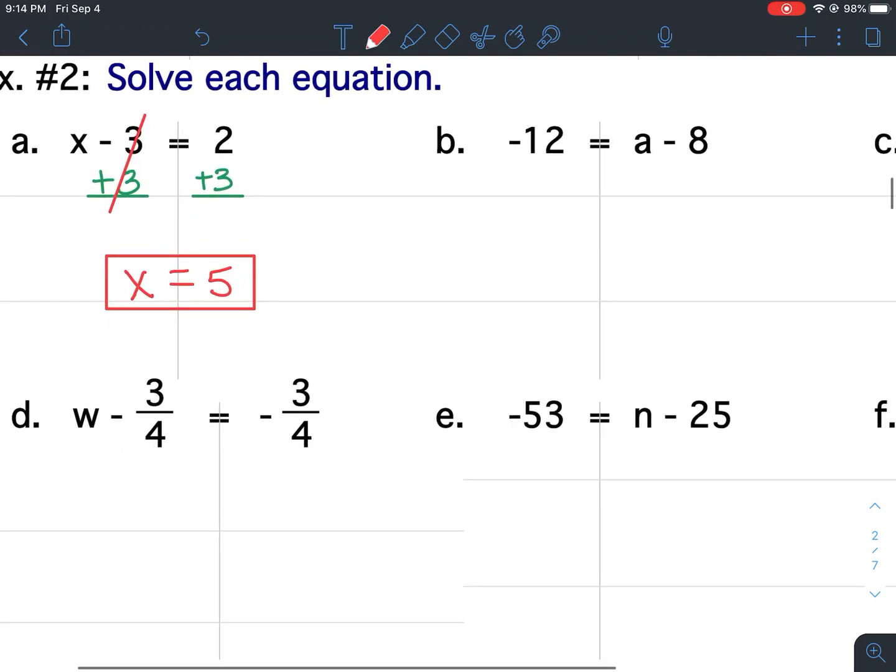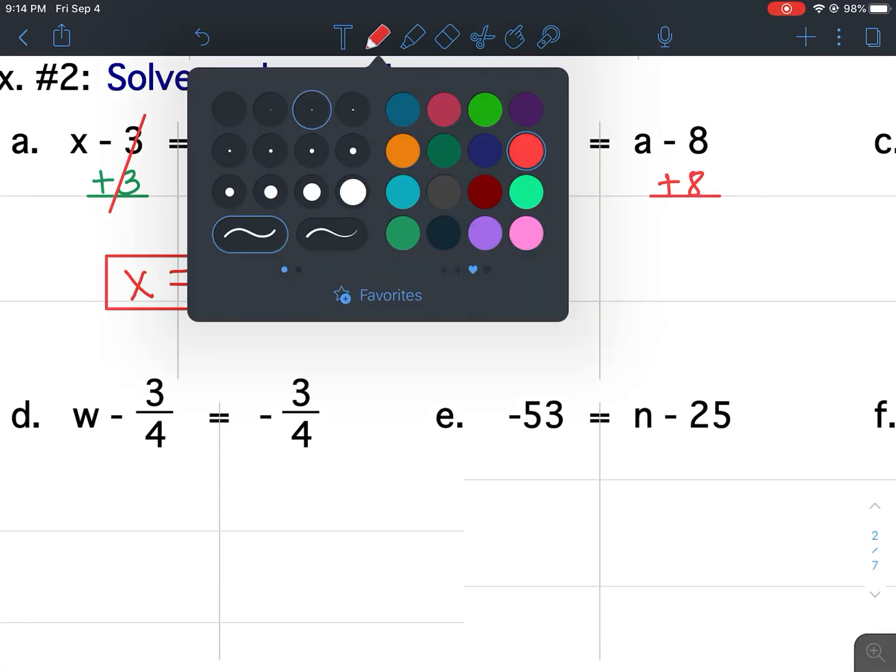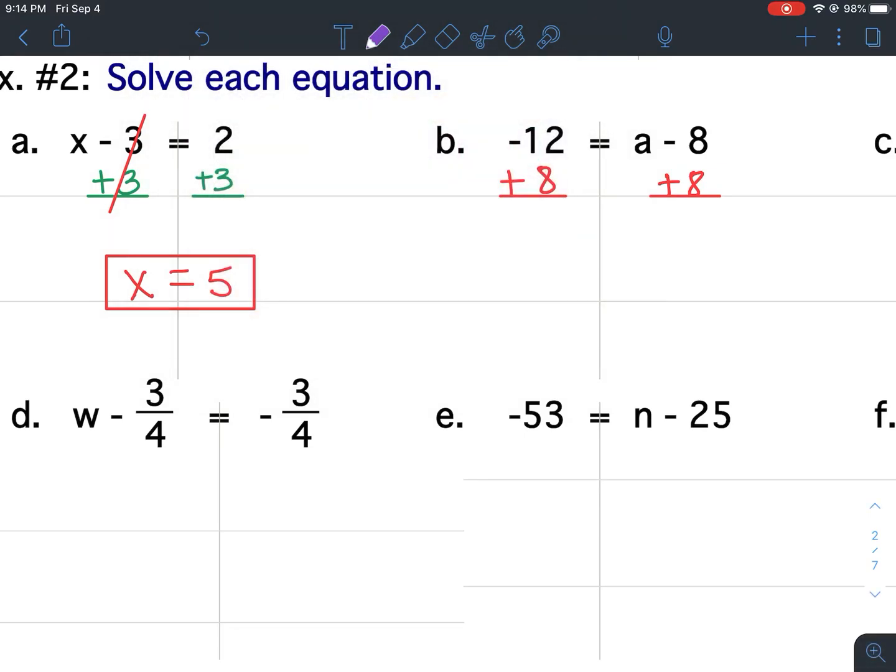For b, I want to isolate the a. To isolate the a, I need to get rid of this negative 8. And the opposite of negative 8 is positive 8. So I'm going to add 8 to both sides of the equation. So that allows me to cancel the 8's.